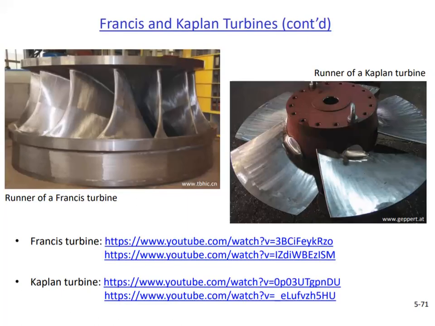Here is what Francis and Kaplan turbine runners look like. The Francis runner shown here has more than 10 blades, and the Kaplan turbine has 5. As you see, the blade designs are totally different.